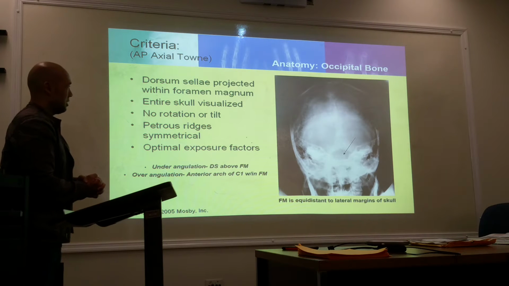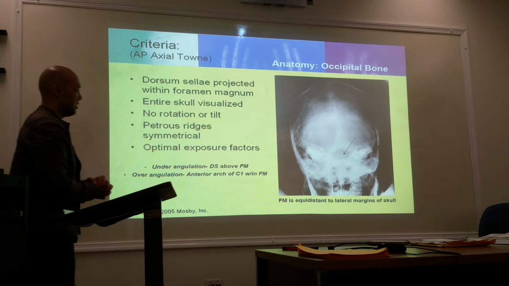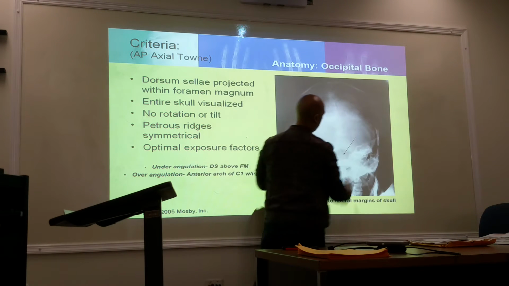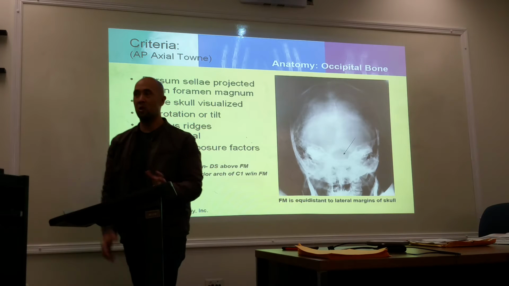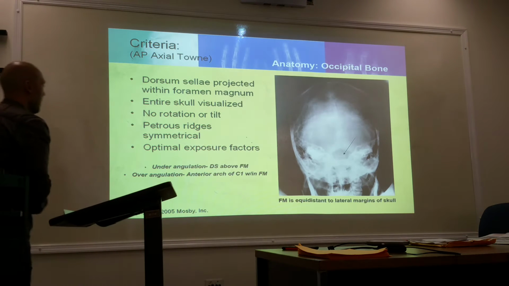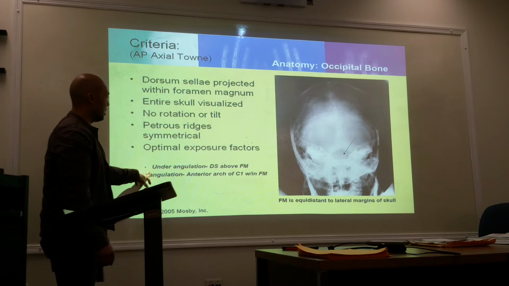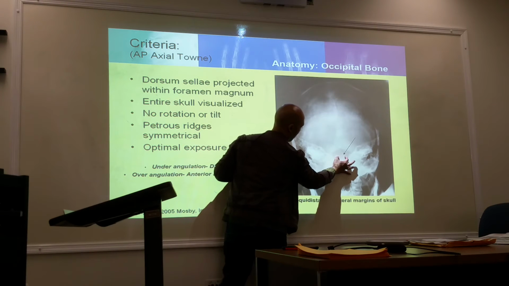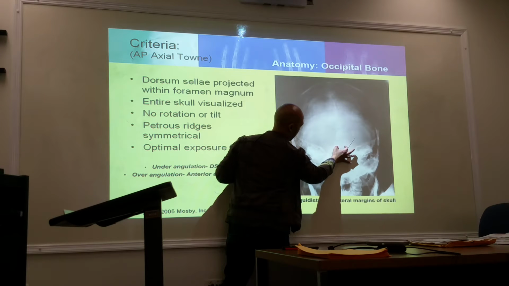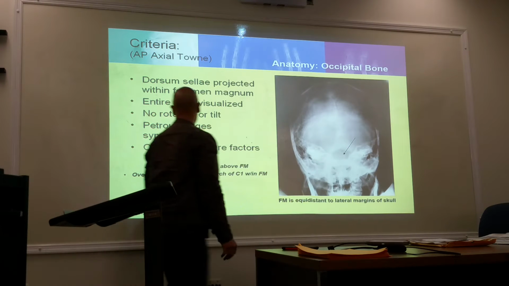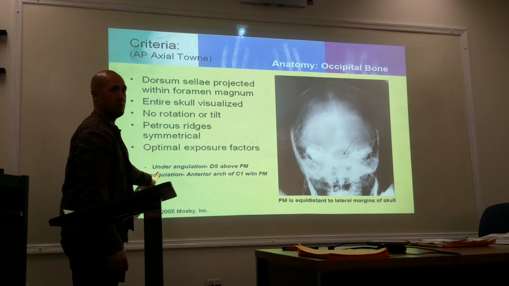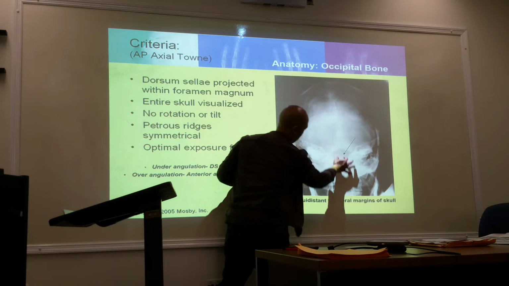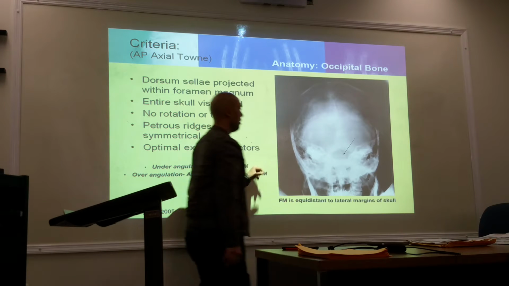Where are the petrous ridges? Do we see the ridges? Thick parts. Right here, right? These are the ridges. Okay, so they should be symmetrical. That's also going to tell you whether or not you have rotation. Now, if you have underangulation, the dorsum sellae is going to be above. So instead of it sitting here, it's going to be up here. So if the dorsum sellae is up here, you are underangled. If you are overangled, now it's going to be somewhere down here, below the foramen magnum.